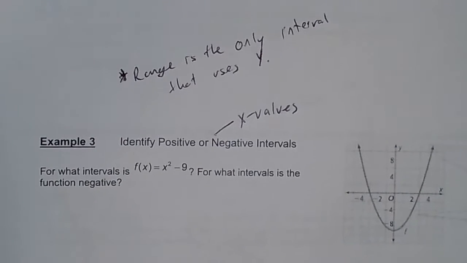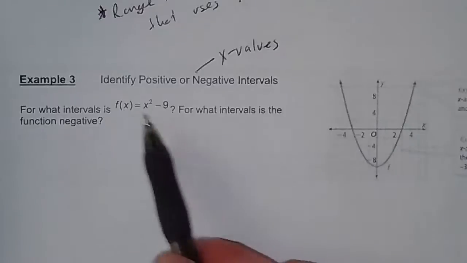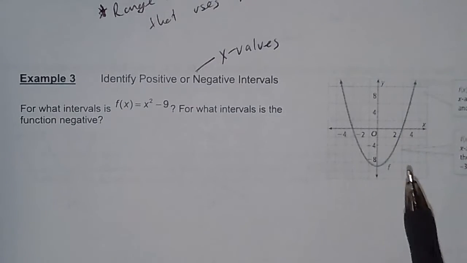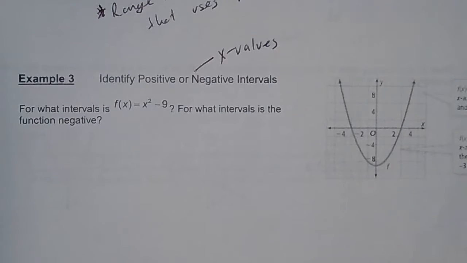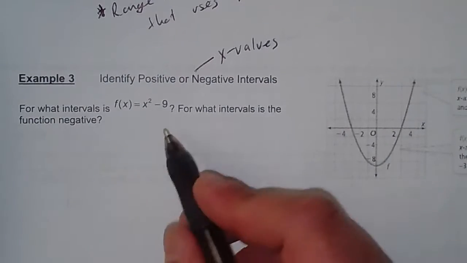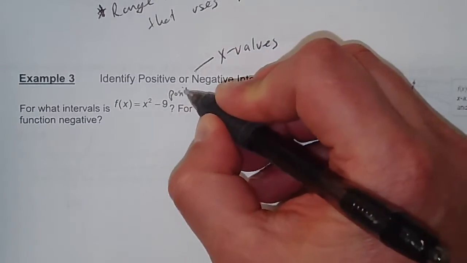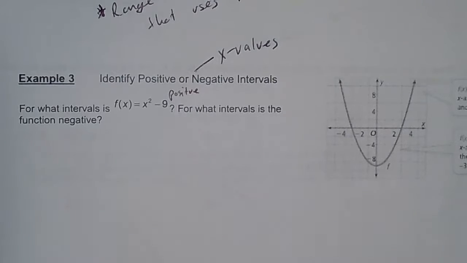Okay, so this example 3 here, it says, for what intervals is this function? So the function's x squared minus 9, and they graph it over here. You don't need to worry a ton about how to make this graph right now. We're going to learn that later on. For right now, you just realize, okay, this equation would make this graph if we were to graph it. We're fine just knowing that. It should say, for what intervals is this function positive, though? That word got left off. So when is this graph positive, and for what intervals is this graph negative, or this function negative?